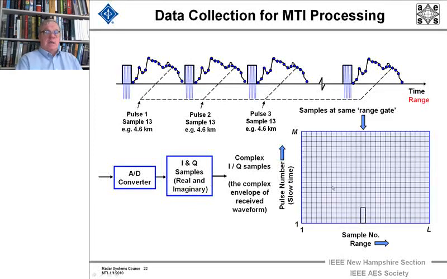But what we're getting here is the complex envelope of the received waveform for the entire range out to here, out to where the next pulse begins processing. And for that 3-pulse canceller, you say at this range, 13 range gates away, here are the 3 pulses that we want to process through an MTI canceller.